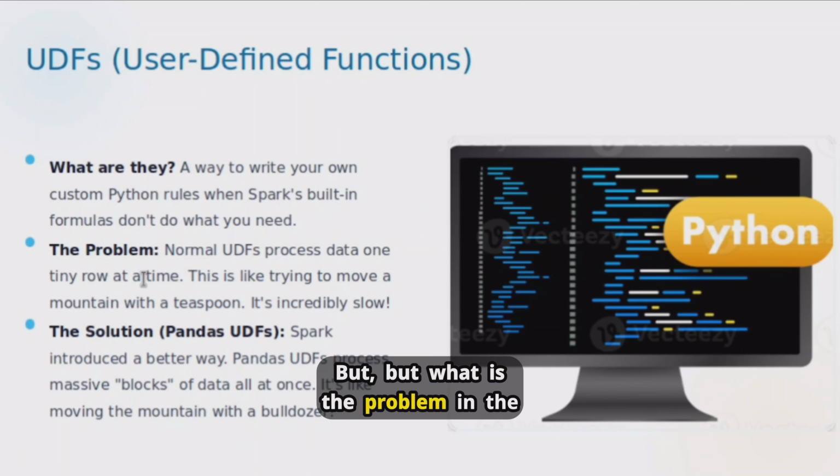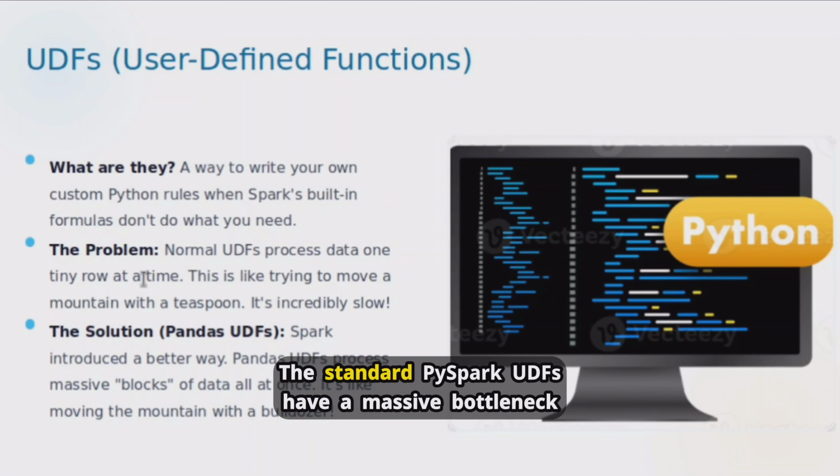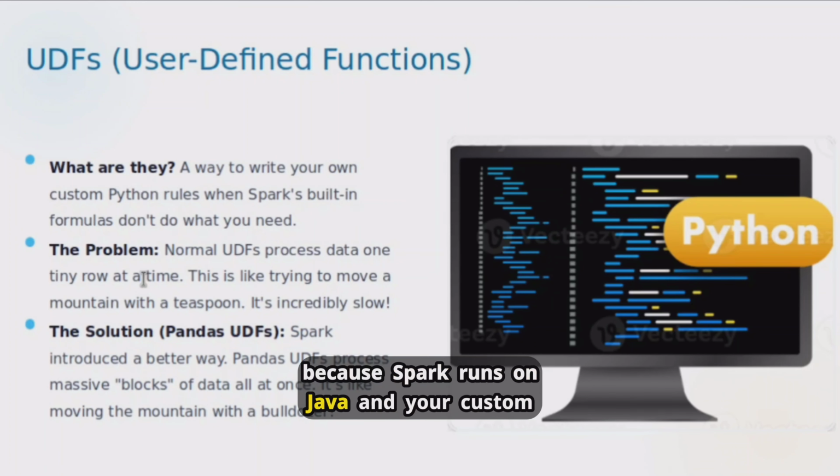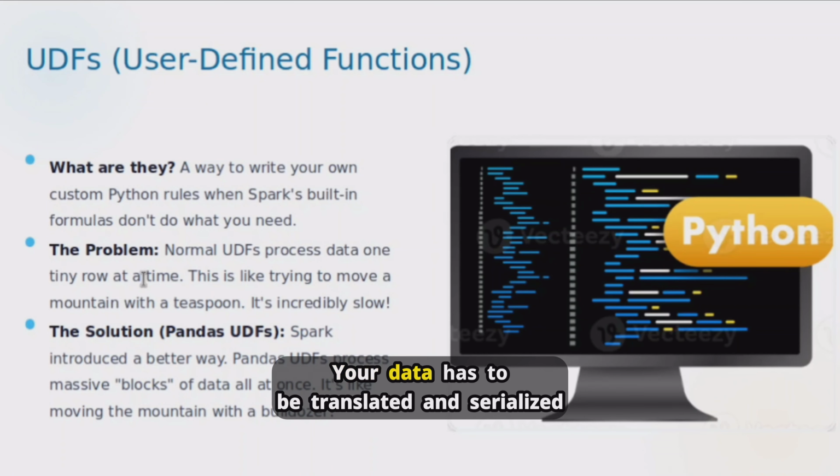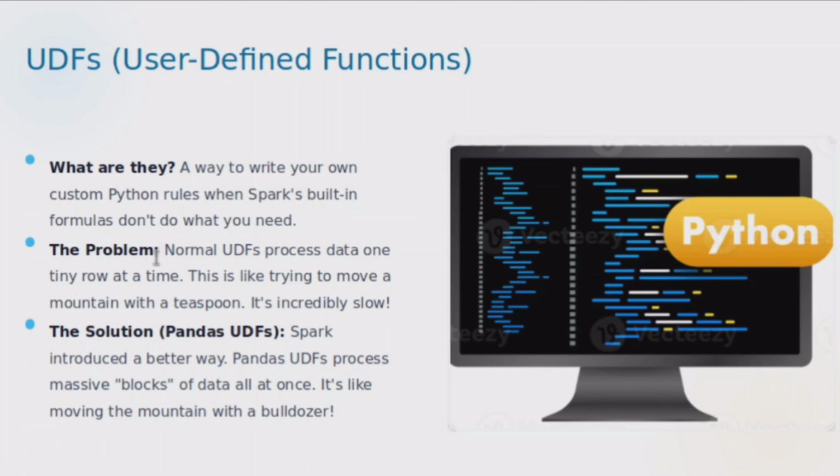But what is the problem in Spark? The standard PySpark UDFs have a massive bottleneck because Spark runs on Java and your custom code is in Python. The data has to be translated and serialized row by row between the two. That is why it is very slow.